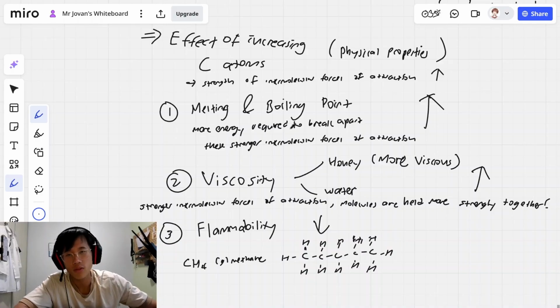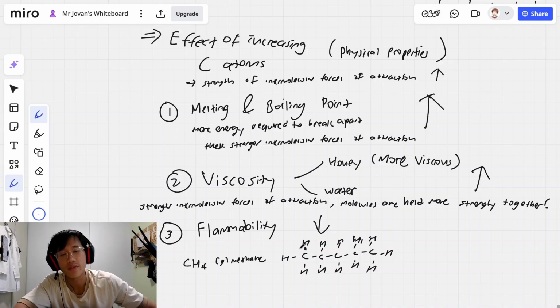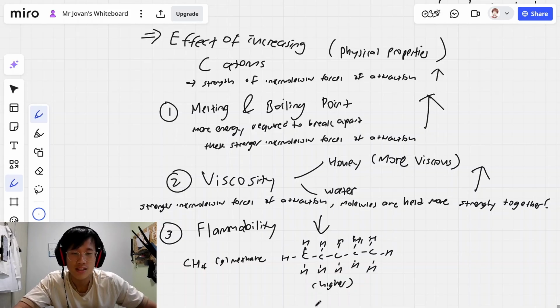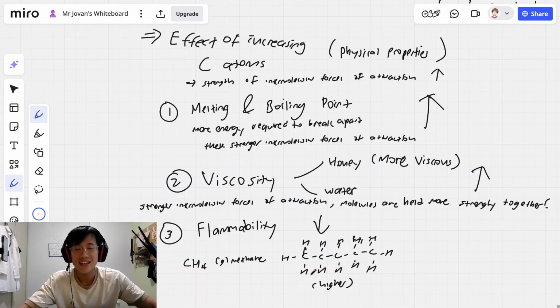Okay, let's compare melting and boiling point. Which one has a higher melting and boiling point? This one. Because, why? They told me, if your carbon atoms are increasing, more energy is required to break apart. Therefore, this one has a higher melting and boiling point. Therefore, if it's higher, it is less likely to be a gas. Stay with me. Less likely to be a gas. And if it's less likely to be a gas, it is less flammable.